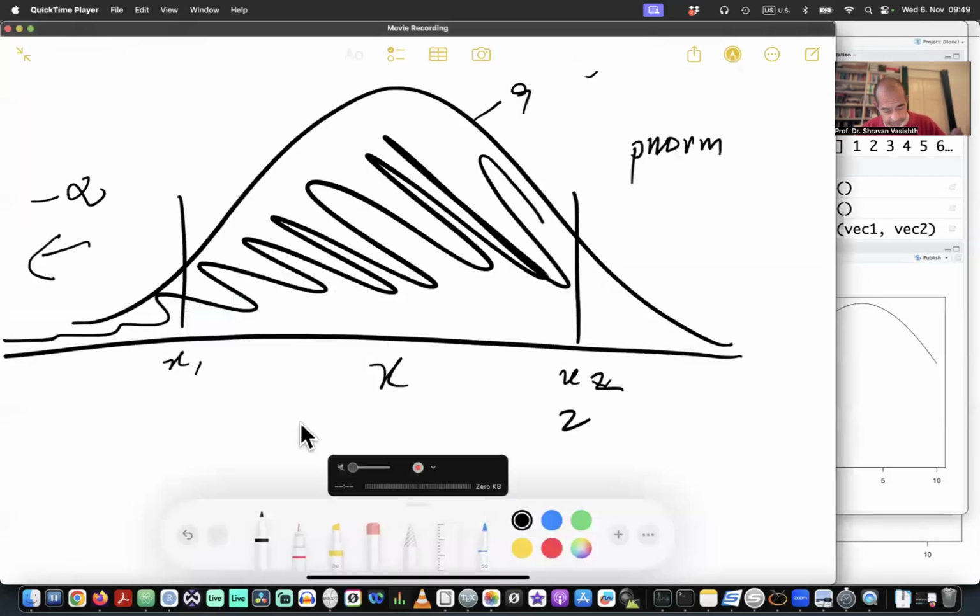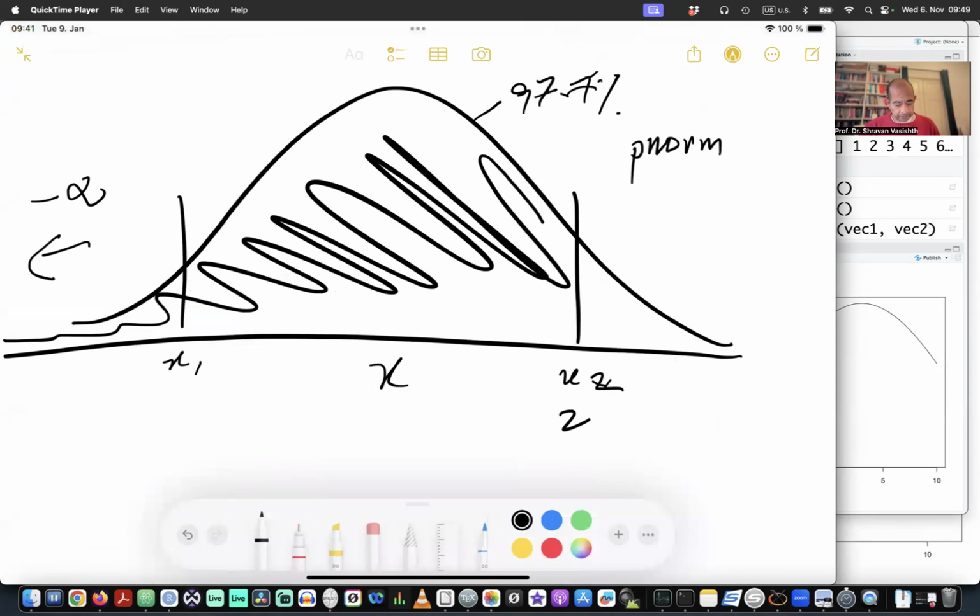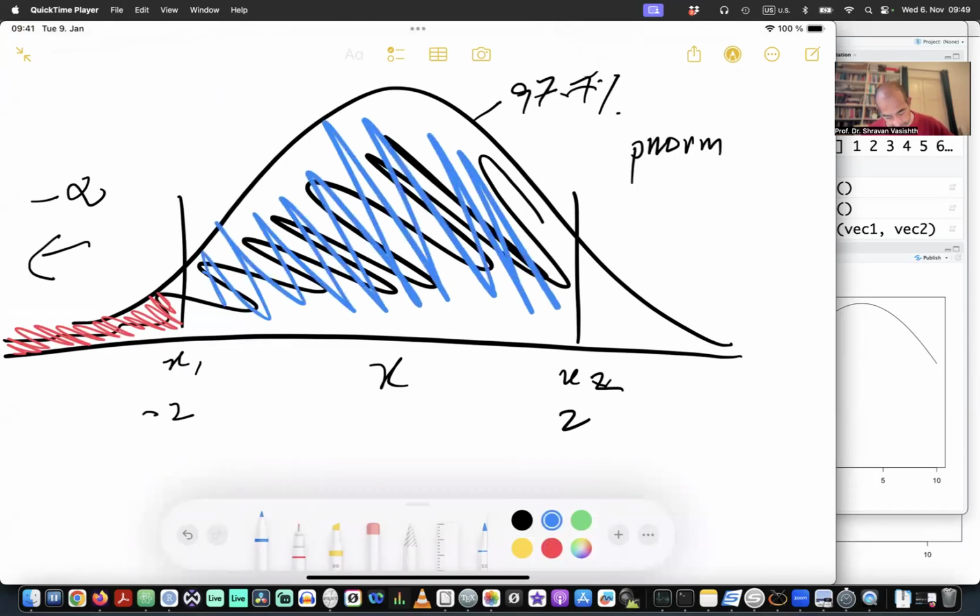97.7%. 97.7%, right? Now, if I want to know what the area under the curve is between -2 and +2, what I'm going to do is subtract this cumulative probability to the left of that. And that will leave me with this probability, right? This is what I want.